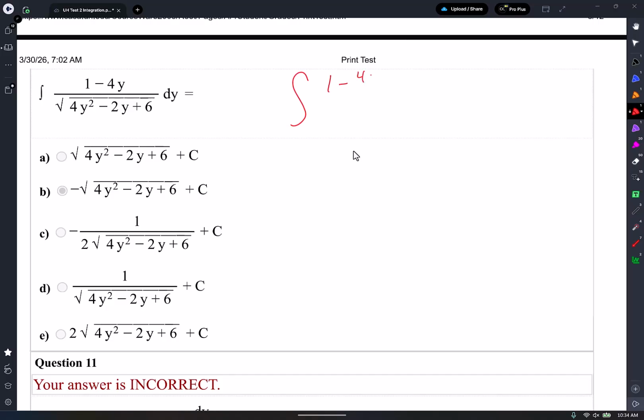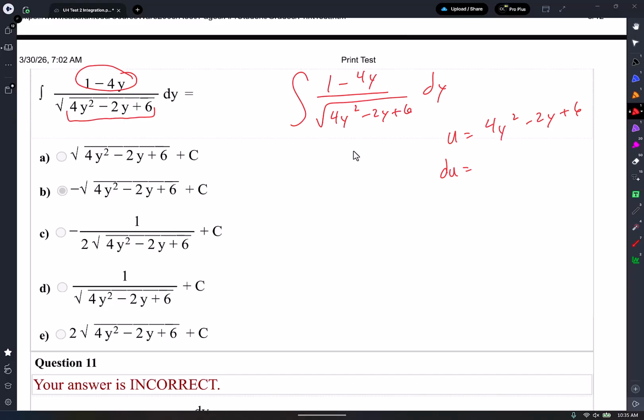Integral 1 minus 4y over the square root of 4y squared minus 2y plus 6 dy. And at first glance, you're like, Chav, I don't know how to do this. Observe that if you take the derivative of the inside, you would get 8y minus 2. And look, notice if you factor out, you'll get that answer. Do you guys see that? So I'm going to write u equals 4y squared minus 2y plus 6. And I'm just going to write du. So du equals 4 times 2, 8y minus 2, and then put a parenthesis like this, dy.